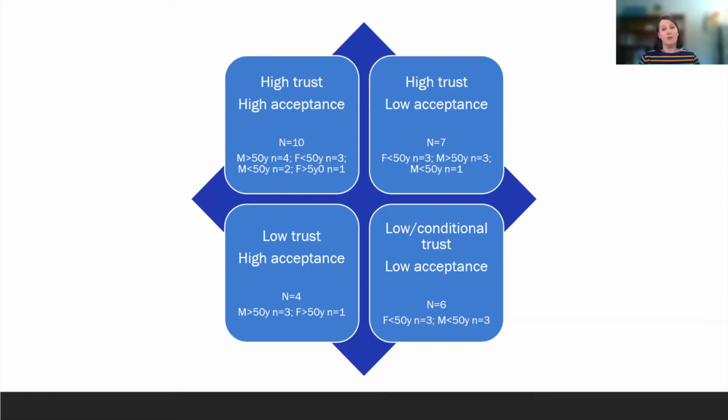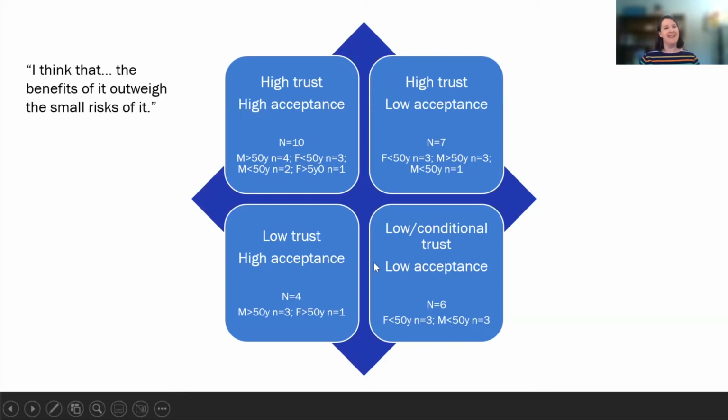Oh, before I do, I want to note that these categorizations of trust and acceptance emerged from the interviews themselves. So it was through how the participants constructed and engaged with the concepts of trust and acceptance. I did not, for example, undertake systematic psychometric trust scales. So first we'll have a look at the high trust and high acceptance group. There we go. "I think that the benefits of it outweigh the small risks of it." Fairly straightforward, not too surprising.